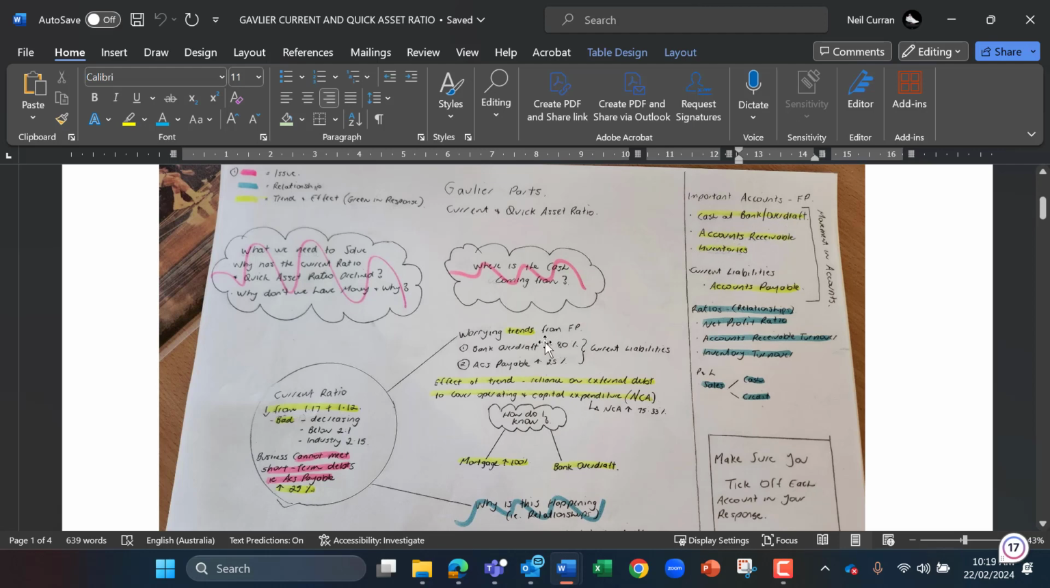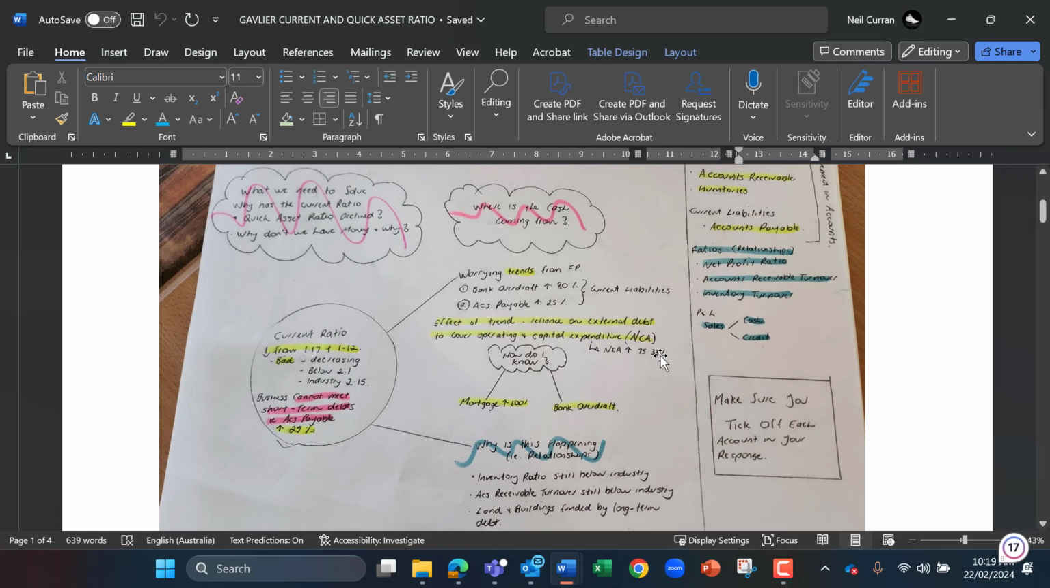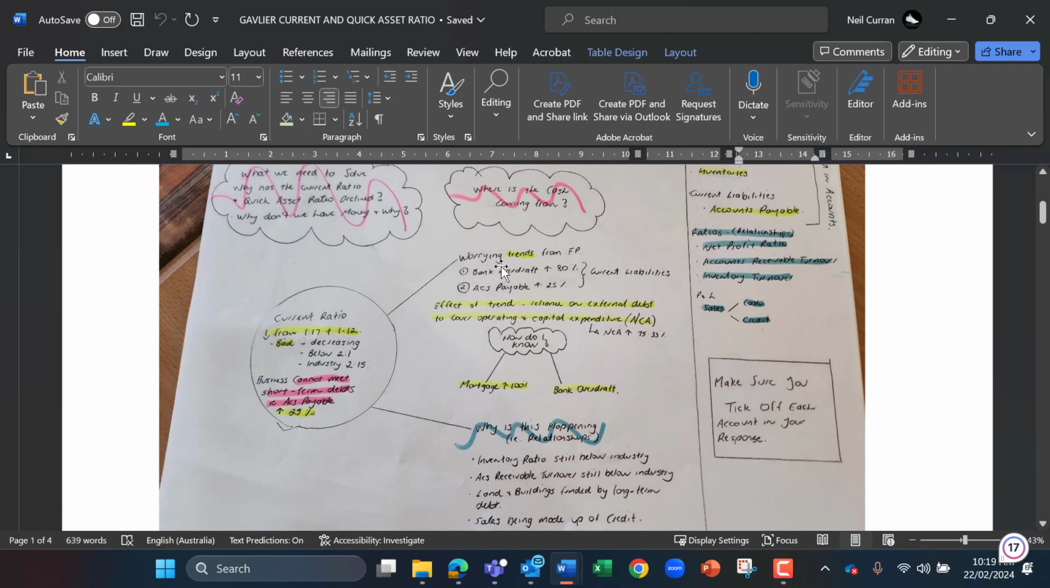And over here, I'll just put your trends and what's happening. So for example, our bank overdraft has gone up by 80%. Our accounts payable, as before, has gone up by 25%, and they are both current liabilities. And then you need to discuss, well, we've got this trend, and what does that actually mean for the business?